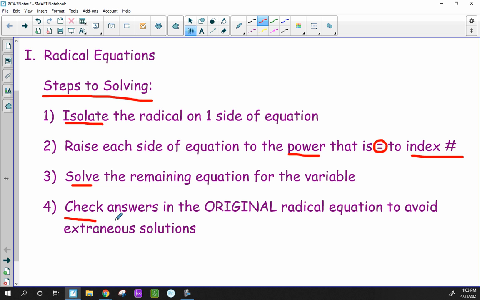You're going to check the answer or answers that you receive by placing them back into the original radical equation, as long as it's one that has a radical in it, I should say. Replace the numbers that you think are answers back into the radical equation and see if it works. This is so you can avoid what's called extraneous solutions, and that's a fancy math word saying sometimes the answers to your problem will not work, and so there are some questions where you may have no solution. So we have to check. We won't know ahead of time. You have to check the answers in the original radical equation to see if they are valid.